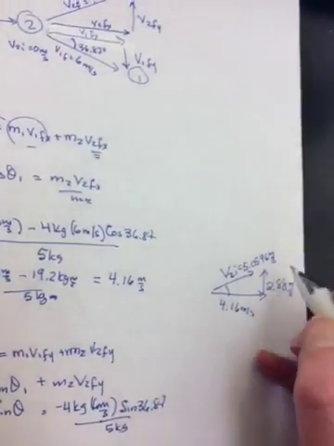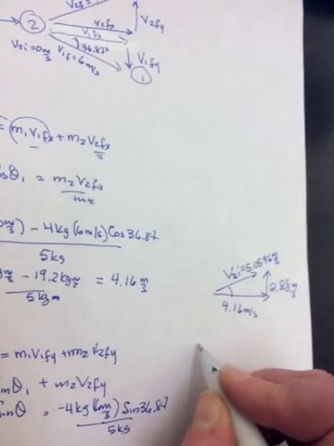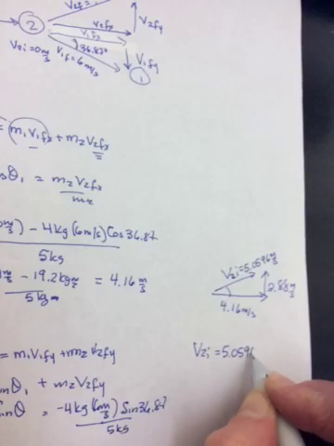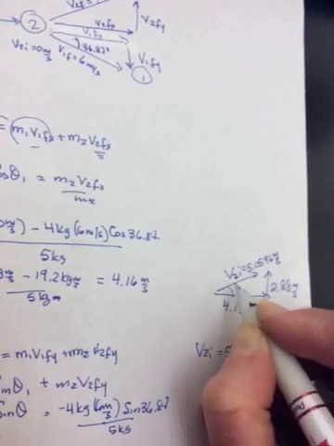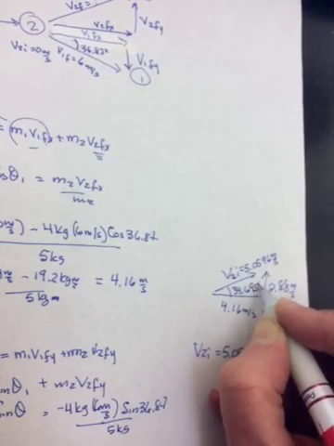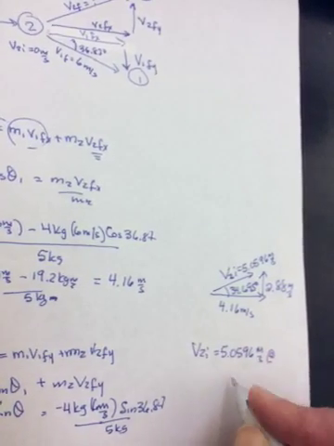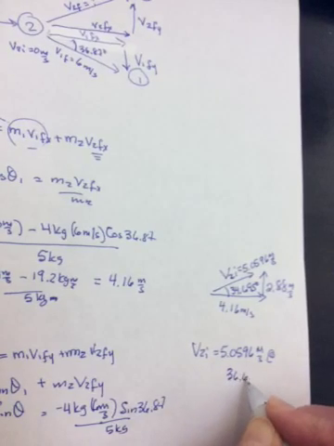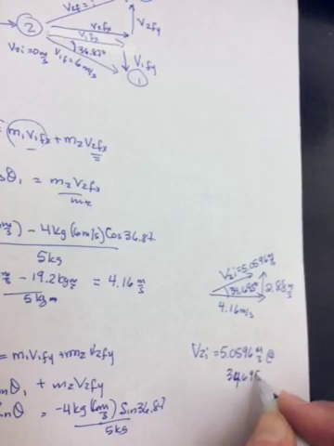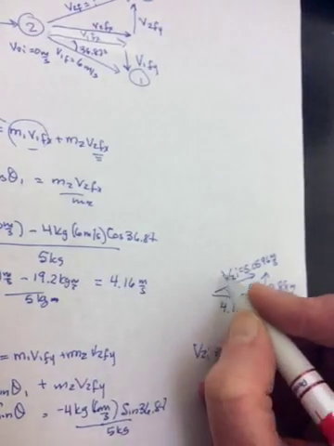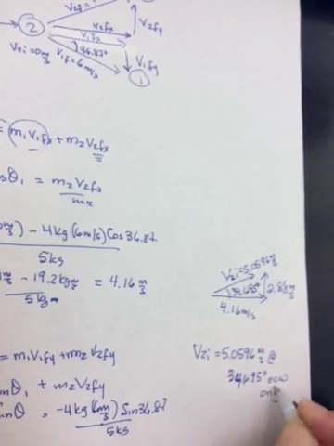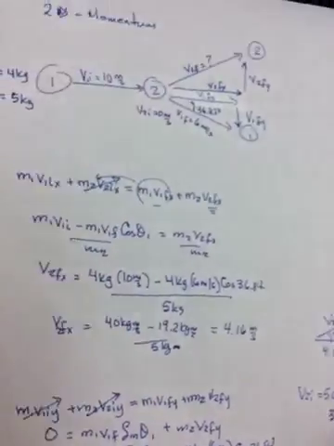And you get 34.6, so V2F is 5.0596 meters per second. This angle is 34.695. So at an angle of 34.695 degrees, and it's CCW. Okay, so that's how you do your homework.